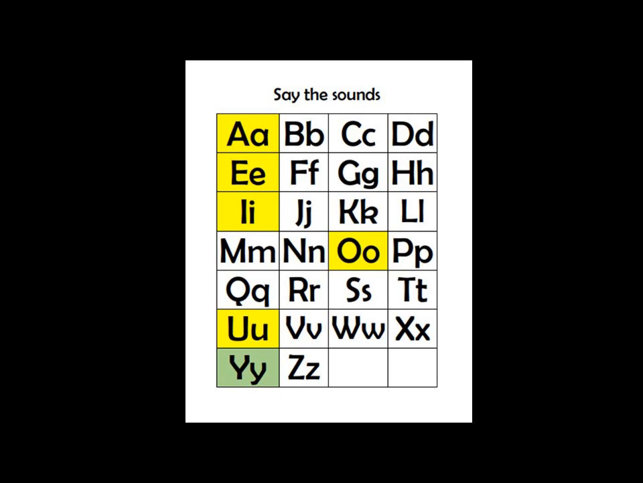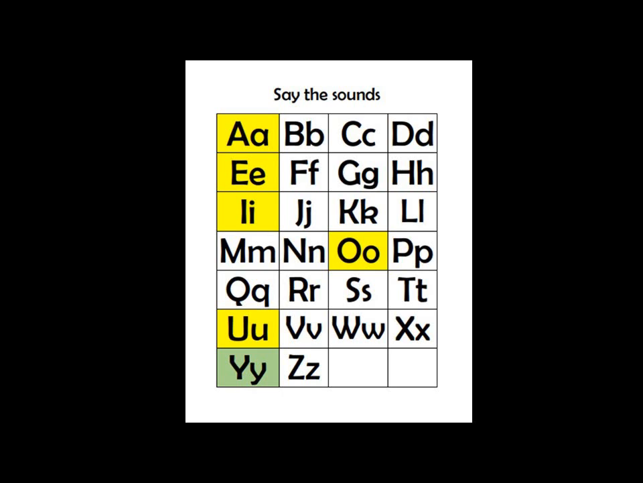J. K. U. O, a, p, qu. S, z. S has two sounds. S, z, t. But T is not really a strong t. P, t, d. It's not really strong. We don't really say da, pa, ta. It's quiet.